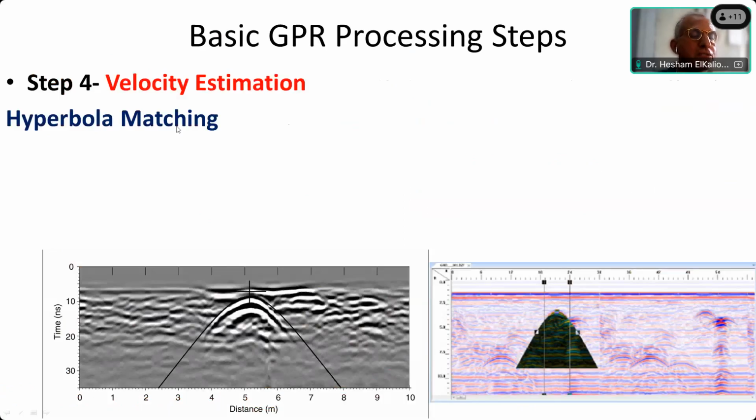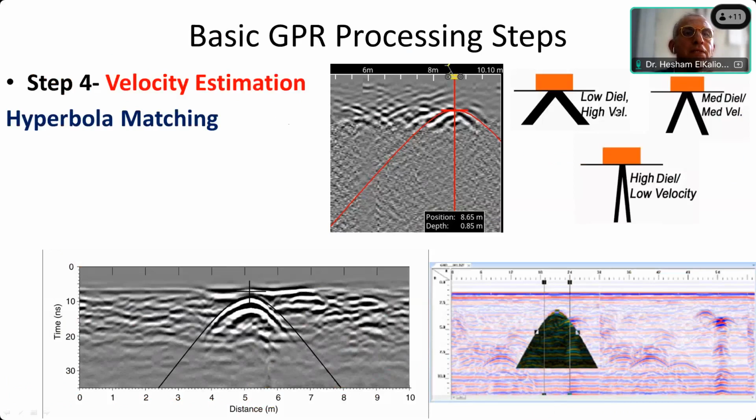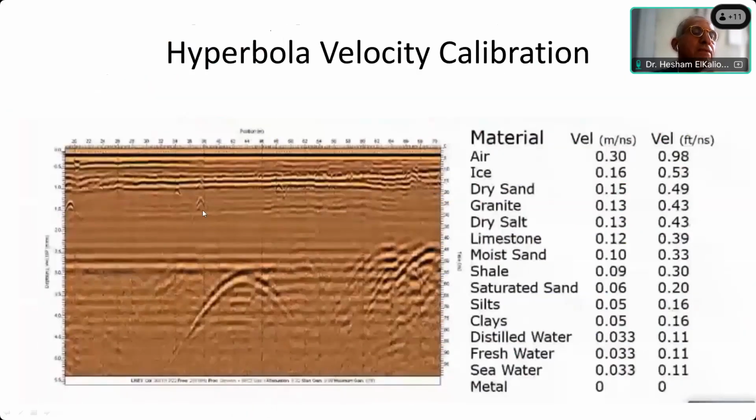One of the steps also is velocity estimation. When you have a hyperbolic shape, you need to apply a ghost hyperbola or artificial hyperbola and then calculate the velocity. The ghost hyperbola depends on the permittivity of the subsurface. It could be a wide angle or small angle depending on the permittivity of the subsurface material. Choice of the velocity is very important. We have here, for example, in this section, a small hyperbola and a large hyperbola.